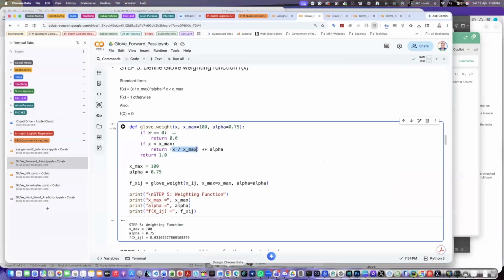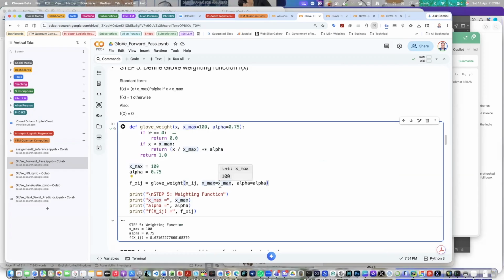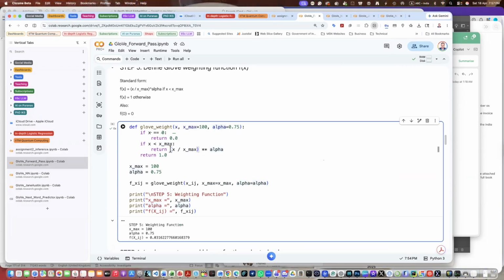You notice that I compute the xij and I put a value for x max. As the occurrence of the word increases, I will give it an extra weight in terms of a term called alpha. You see the formula here: I am raising x by x max to the power of alpha. So if alpha is equal to 1, it basically remains x by x max, so the growth will be linear.